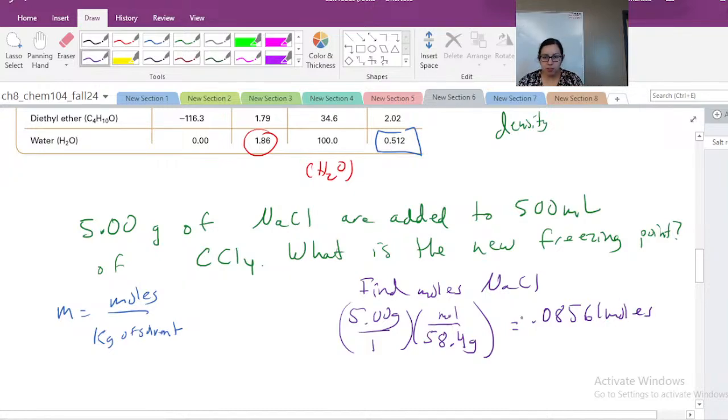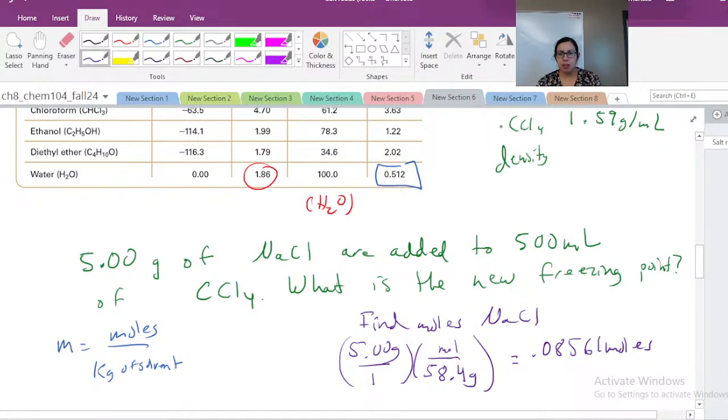And then, so looking at the chat, right, we don't need the molecular weight of our carbon tetrachloride, because all we need is a total kilogram of the solvent, right? Again, looking back at the definition of molality. And so let's go ahead.